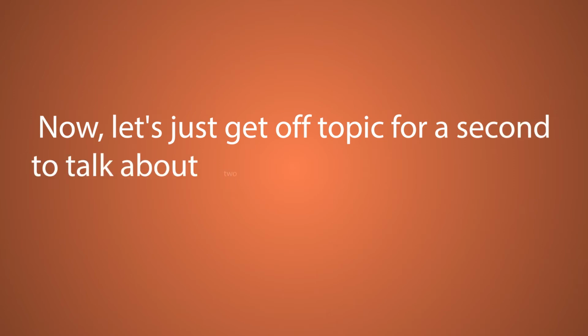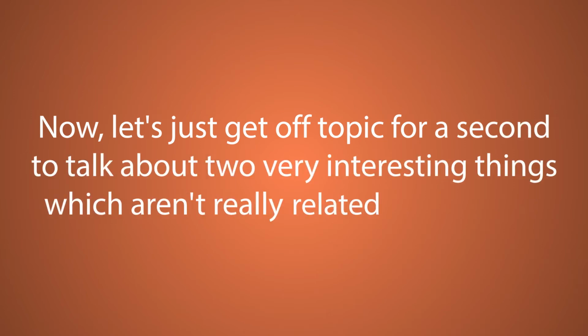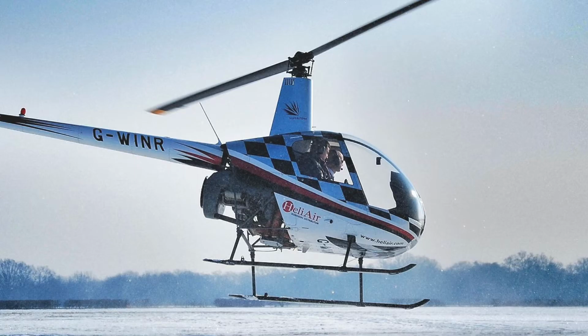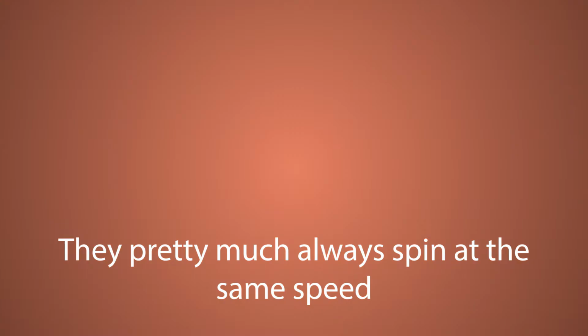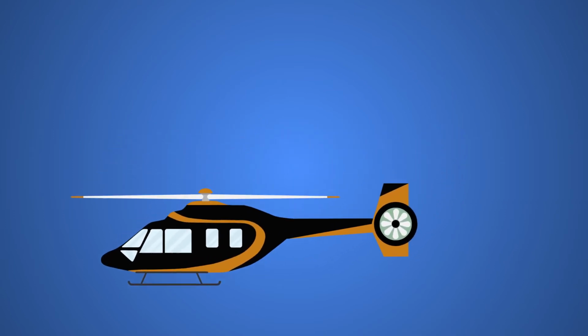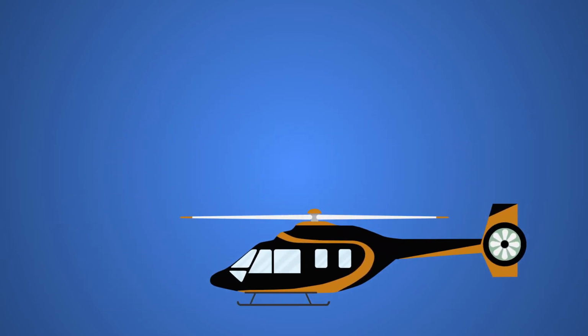Now, let's just get off topic for a second to talk about two very interesting things which aren't really related to this topic: helicopters and Formula One cars. Helicopter rotor blades are basically wings that you spin to generate lift. Here's the interesting part. They pretty much always spin at the same speed. You might be wondering, how is it possible for them to go up and down if it's the same speed all the time? Simple. They change the wing's angle of attack.